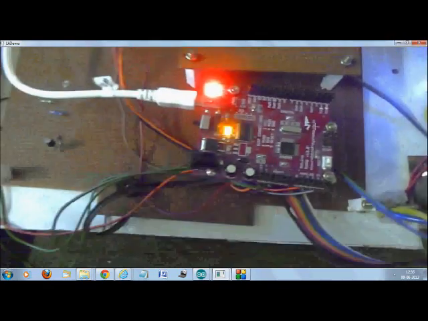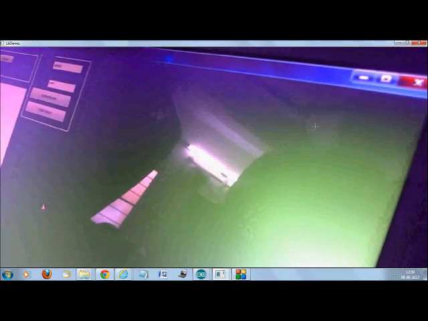So talking about the interfacing, what we have done is we have connected this Arduino microcontroller with our PC. This is a simple C#.NET program, which is reading the values from the microcontroller. Now the microcontroller is supplying two sets of values to the PC.